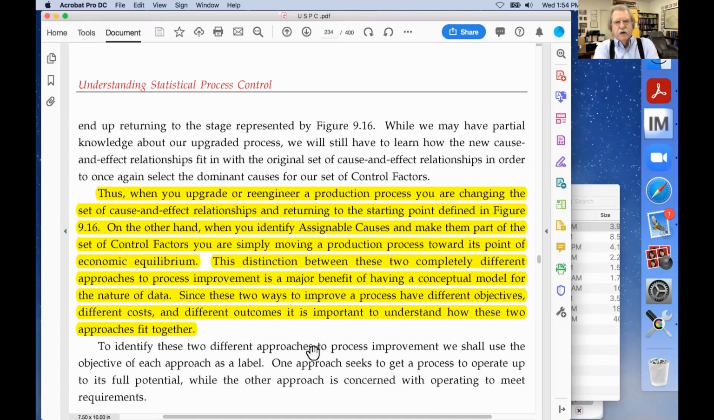When you upgrade or re-engineer a production process, you're changing a set of cause and effect relationships and returning to the starting point. On the other hand, when you identify assignable causes and make them part of the set of control factors, you're simply moving a production process toward the point of economic equilibrium. This distinction between these two completely different approaches to process improvement is a major benefit of having a conceptual model for the nature of data. Since these two ways to improve a process have different objectives, different costs, and different outcomes, it is important to understand how these two approaches fit together.